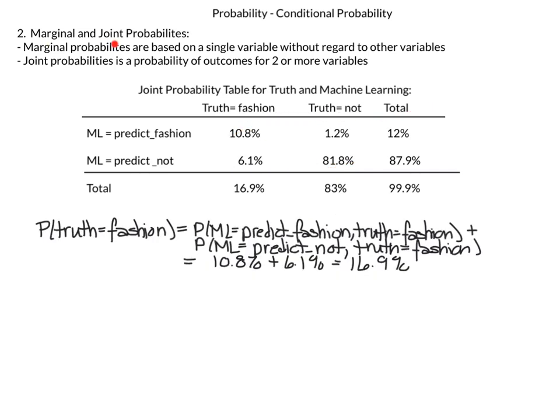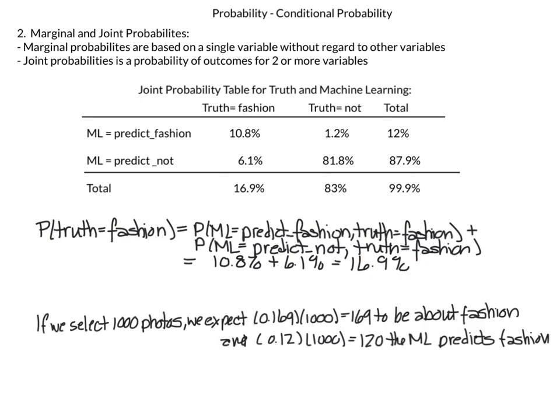Now, if we want the marginal probability about the one variable truth, and we want to know if it's equal to fashion, that's 16.9%. Or we can add through these the machine learning variable. In other words, add the 10.8 and the 6.1 that fall under this column of truth equals fashion, and we'll get the 16.9%. And what this means, if we select 1,000 photos, we expect that 16.9% of the 1,000 photos, that's equal to 169 photos, to be about fashion.